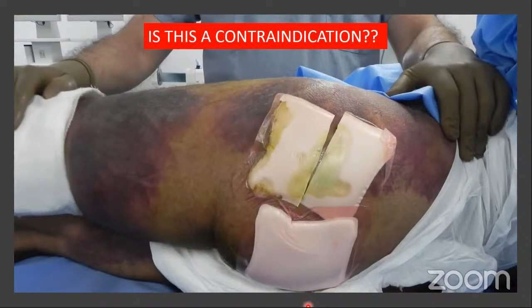Sir, it is difficult to comment because, again, the infragluteal area seems to be very clear. The gluteal and the supragluteal area seems to be infective, so I'll not go there. Infragluteal will be the choice, sir. Okay, so the choice would be more of infragluteal. Yes, sir. Okay, thank you very much.